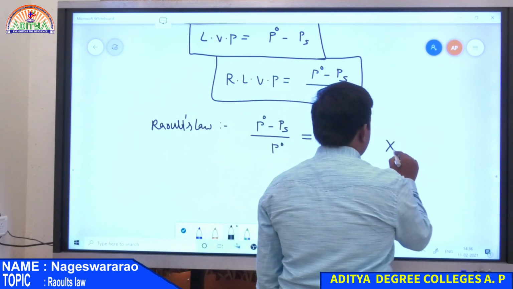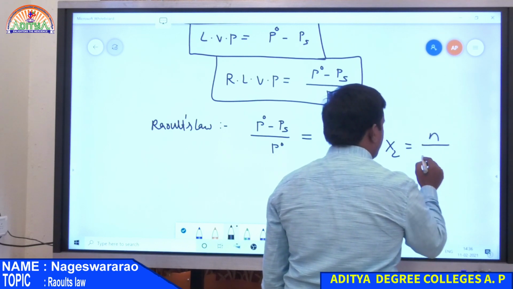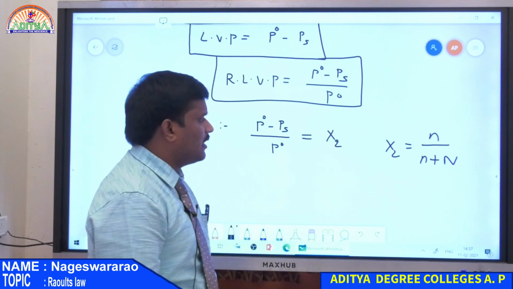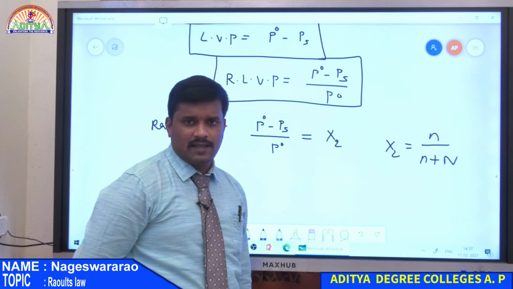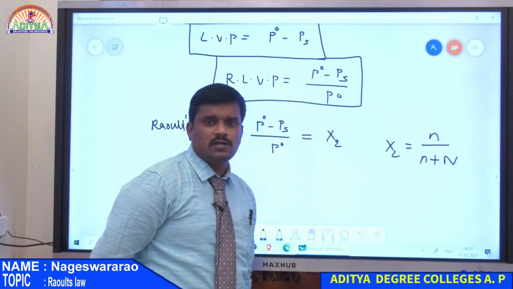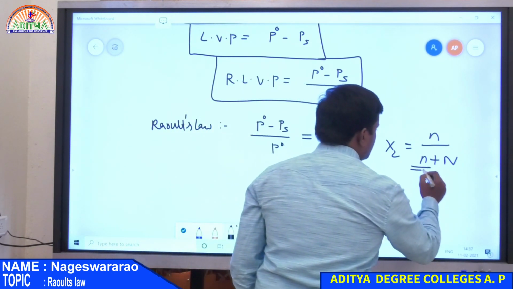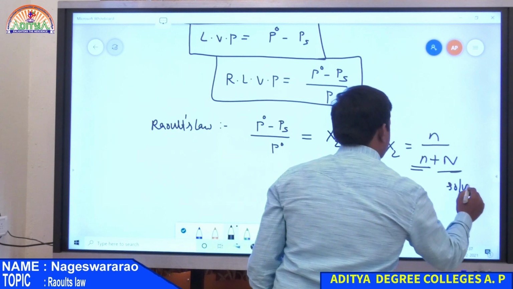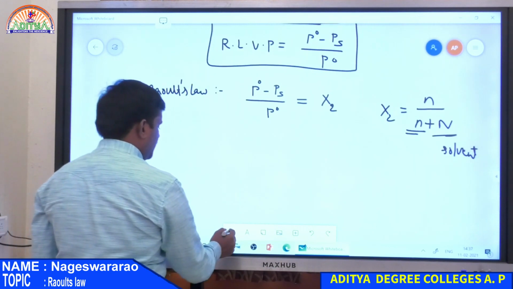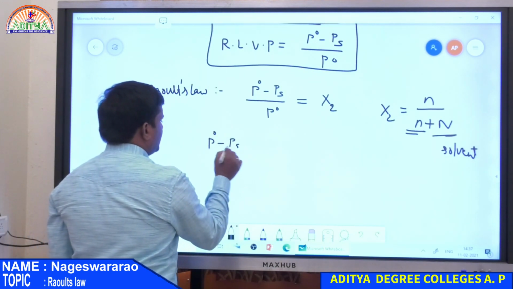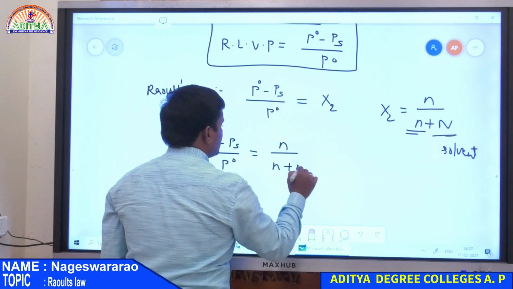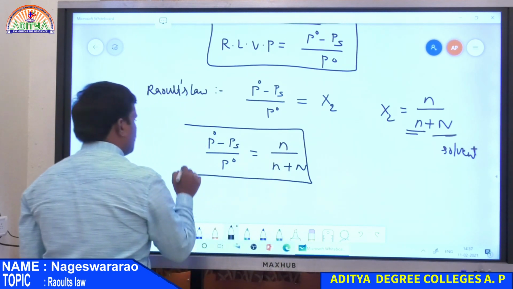Also the X2 value is given by the number of moles of solute divided by the total number of moles of solute plus solvent. So X2 is equal to n divided by n plus capital N, where small n represents the number of moles of solute and capital N the number of moles of solvent. Therefore, P naught minus Ps divided by P naught is equal to n divided by n plus capital N. So this is Raoult's law.